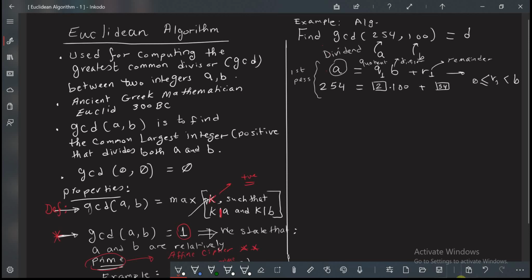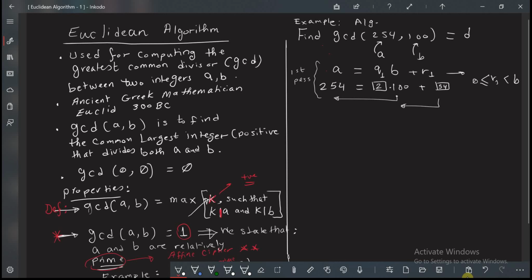Let me just remove them so as not to make it so crowded, but at least those are the terminology that we use. Now, as I said, this is the first pass. Now the algorithm says, let's move the divisor, which in this case is B. We'll move B into the position of A, which is the dividend, and we move the remainder into the position of B. So basically it's like shifting to the left, where we shift B into the place of A, and R1 into the place of B.